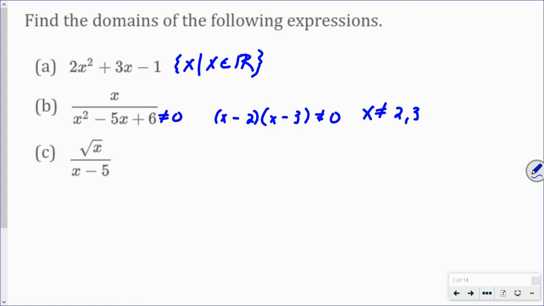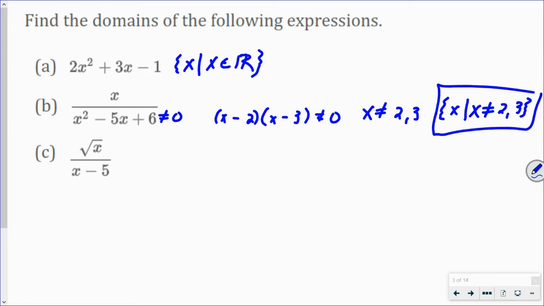So I can have anything else except 2 and 3. So we could say x such that x does not equal 2, 3. And that would be your set. Some authors would want you to put in that it's all reals except 2 and 3. But I'm okay with writing just not equal 2 and 3.